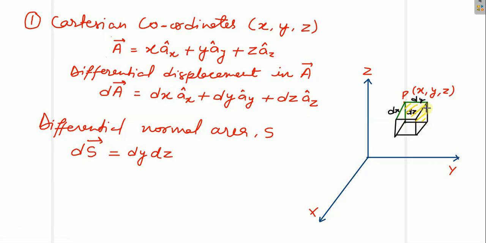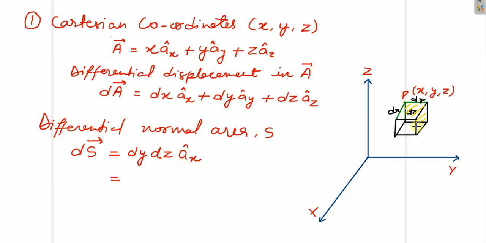So this area, the direction will be what? The unit vector normal to this area. So what will be the unit vector normal to this area? This will be along the x direction. So the unit vector in this case will be ax.